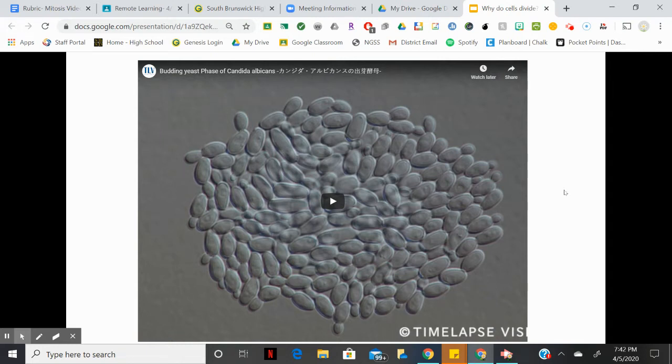We can't make an entire new organism growing from our arm using cell division, right? But these are yeast cells and they reproduce through budding. You can actually see, like, here's a yeast cell and here's the bud coming off of it. So they are able to do this again through mitosis.